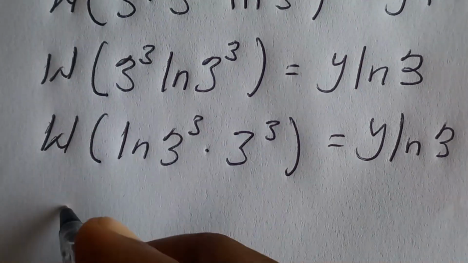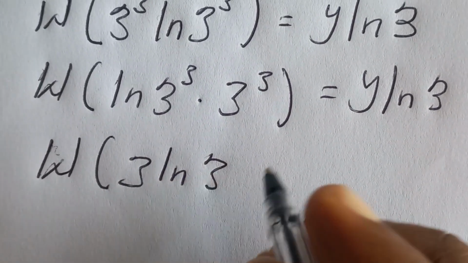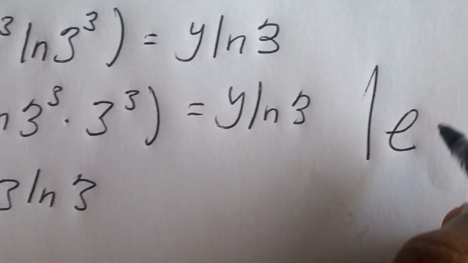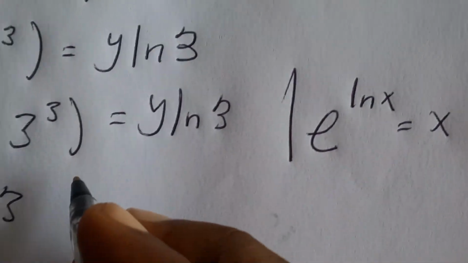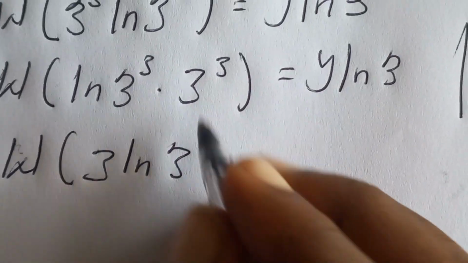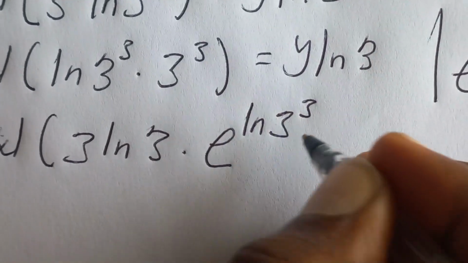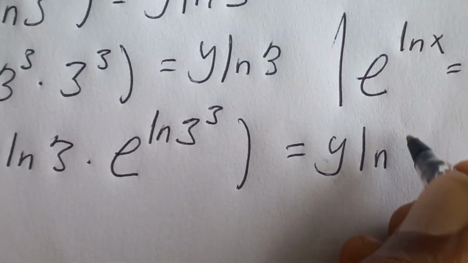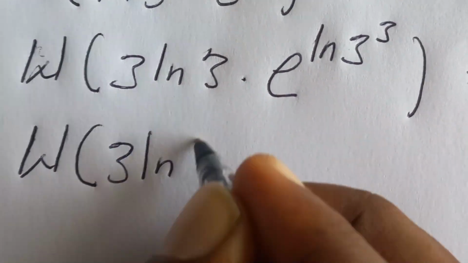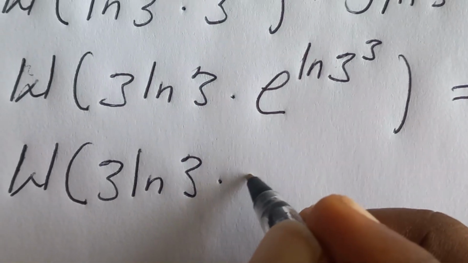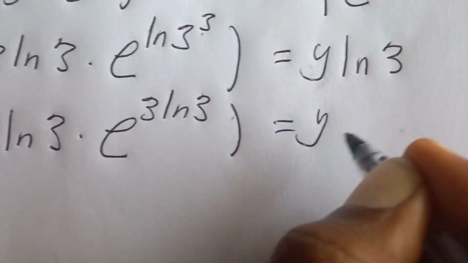Okay. So here you can rewrite it as W function of 3 ln 3, okay, and this e exponent ln x is the same as x, if you remember. So let's write this in terms of natural log. So it will be multiplied by e exponent ln 3 exponent 3, bracket close, and it's equal to y ln 3. So from here we get our Lambert function of 3 ln 3, then multiplied by e exponent 3 ln 3, and it's equal to y ln 3.